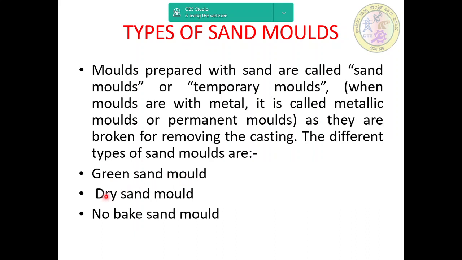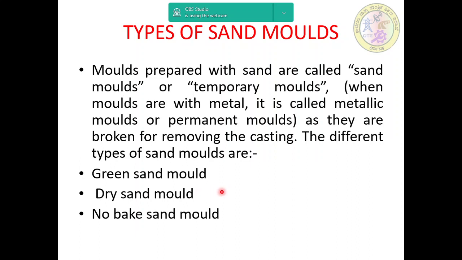Green sand mold and dry sand mold, the preparation of ingredients is the same, and the preparation of the mold also is the same, but after preparing the mold, you have to keep it in ovens for 6 to 12 hours at a temperature of around 200 to 300 degrees centigrade. You have to remove the moisture content in the mold. That is the main difference.